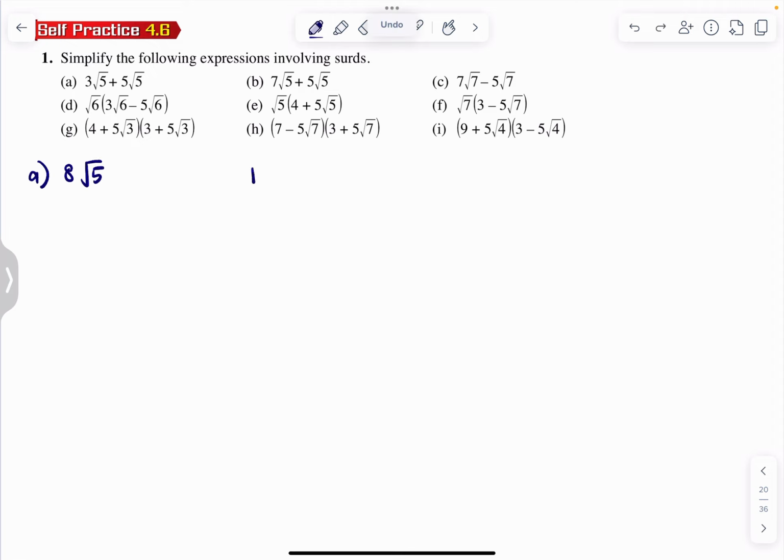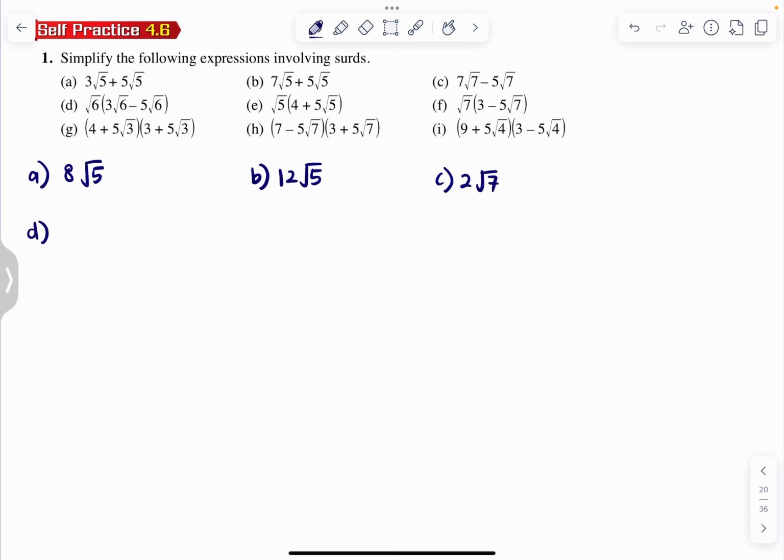Then B. 7 surd 5, 5 surd 5, same thing. 7 oranges, 5 oranges, we get 12 oranges. Then 7 surd 7, 5 surd 7. Same thing, we get 2 surd 7.